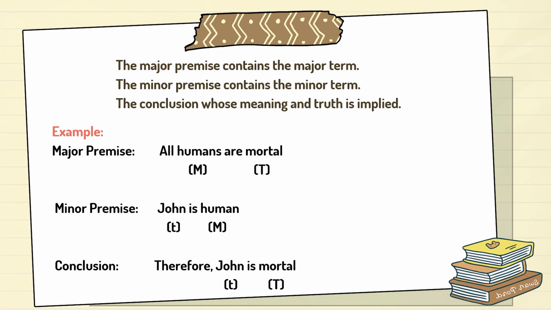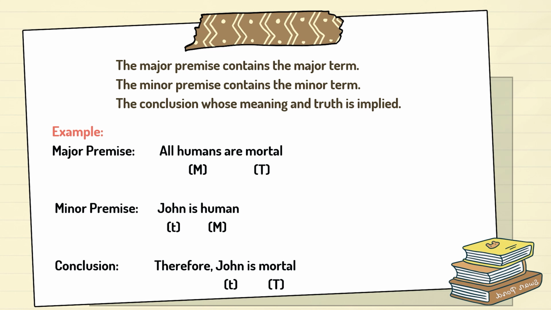This is a classic example of a categorical proposition in a syllogism, which is a form of deductive reasoning. In this case, the major term is the word mortal, and the middle term is the word humans. The major premise sets up a universal relationship, stating that the category of humans is entirely encompassed within the category of mortals. So it provides a general truth or assumption that applies to all humans.